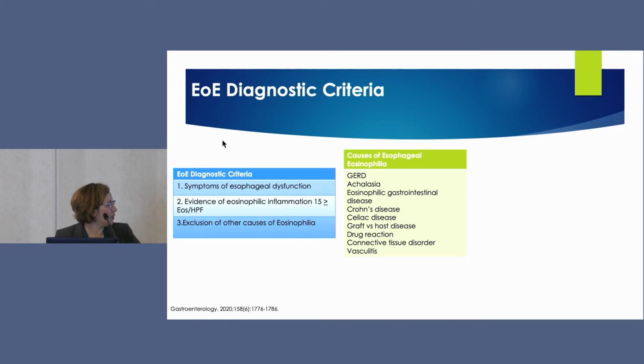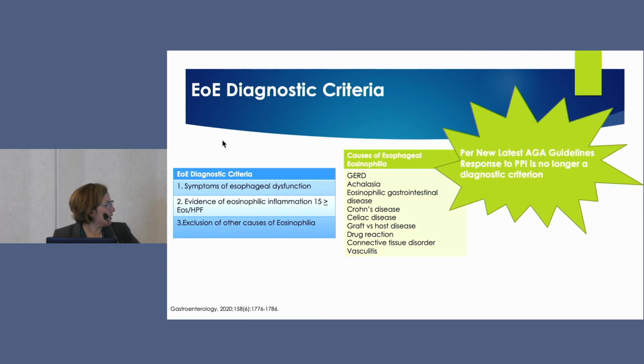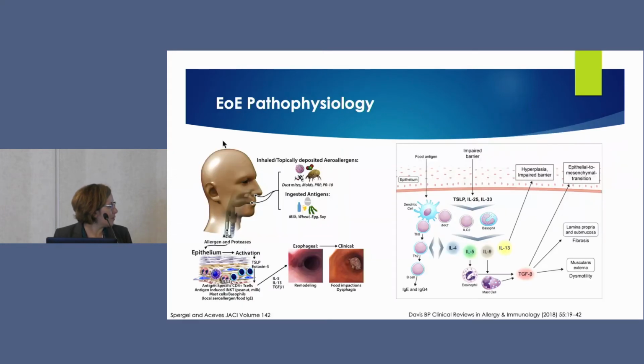The number one entity being GERD. Now, last year, the AGA guidelines were updated, and response to PPI is no longer a diagnostic criterion. And we'll talk about the path that got us there and why this is relevant.